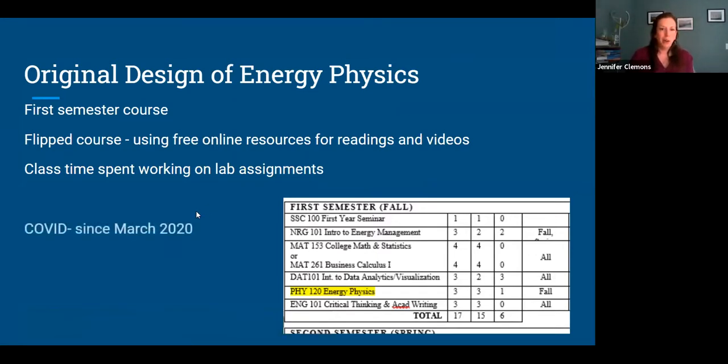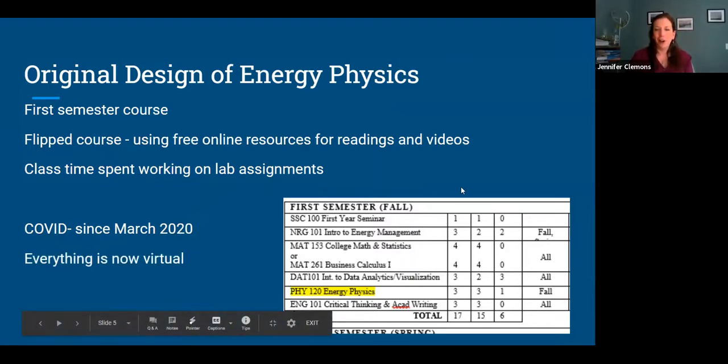So since March 2020, everything is virtual. This class was originally designed for us to be on campus working on lab assignments, and we were told, all right, in the fall, everything's virtual. You need to flip all your classes. Everything needs to be virtual. So this was really a challenge for me going into the fall.